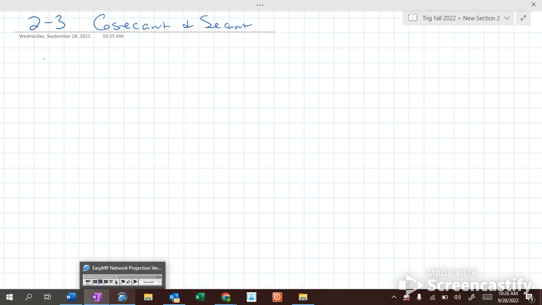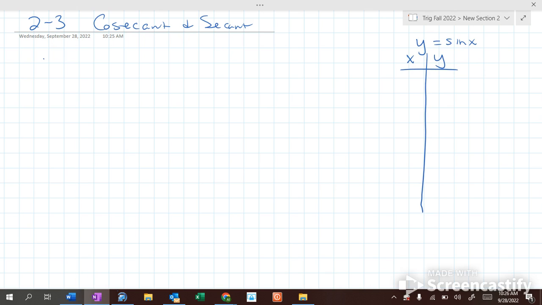All right, secant and cosecant. Now, let's look at the sine curve, y equals sine of x. I'm going to make a little sine chart. So, if we're at 0, what's the sine of 0?